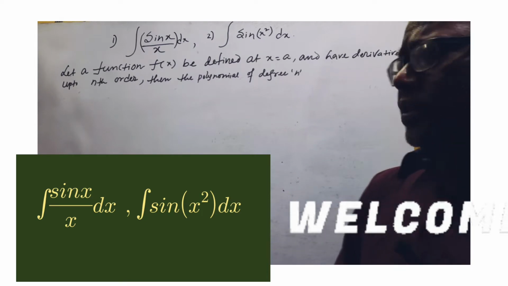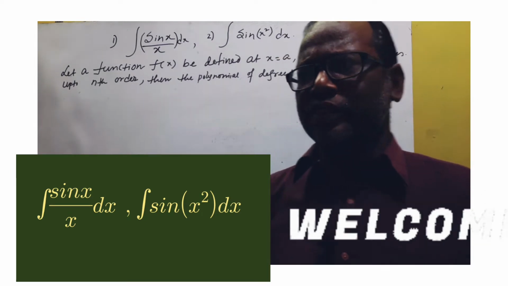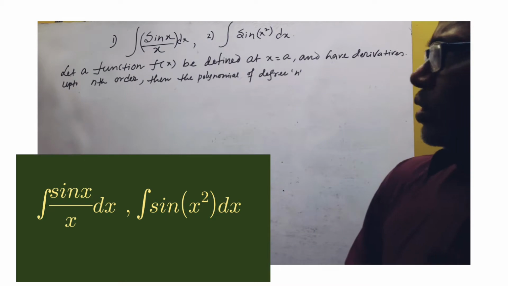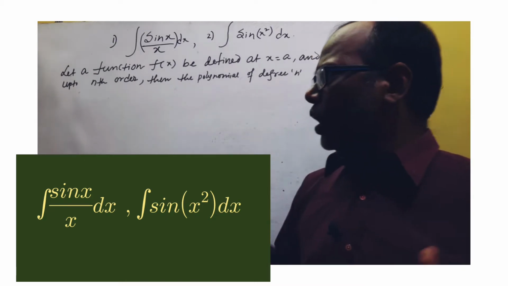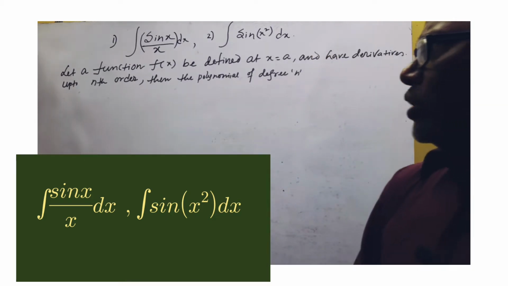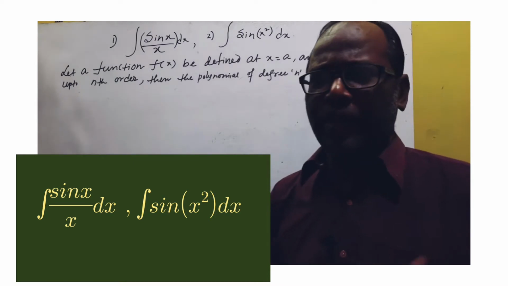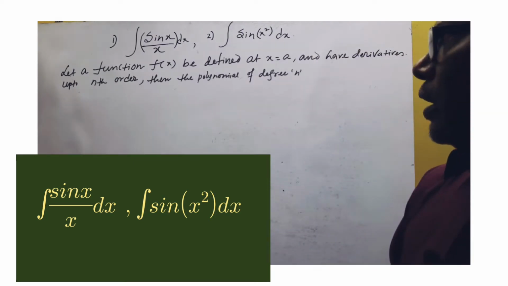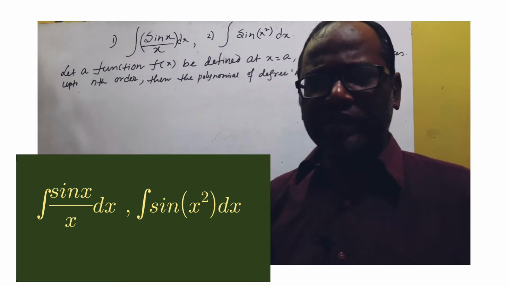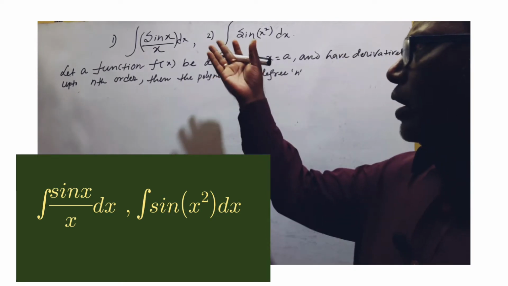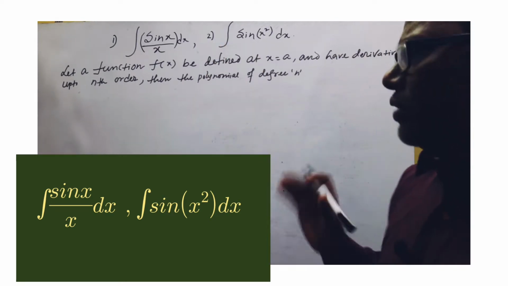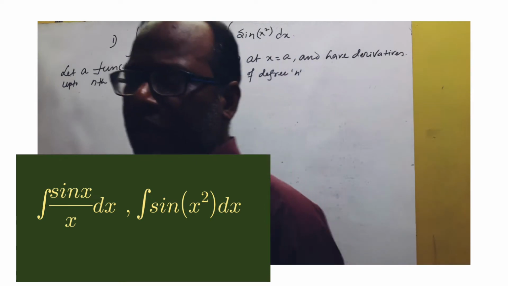Here are the two problems: number 1, the integral of sin x by x, and number 2, the integral of sin x square dx. According to me, this is the very important point of solving this problem. I am using the Maclaurin series expansion. First we form the Maclaurin series, then use that formula to expand sin x, then solve this integral.